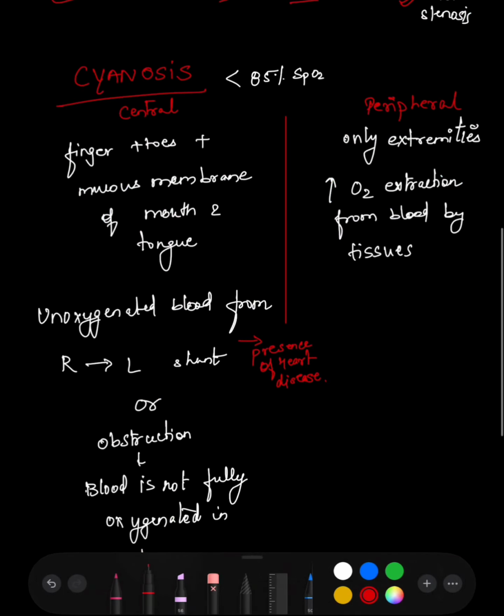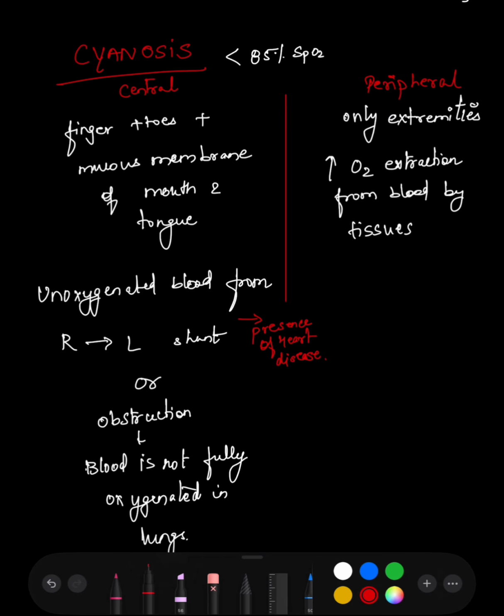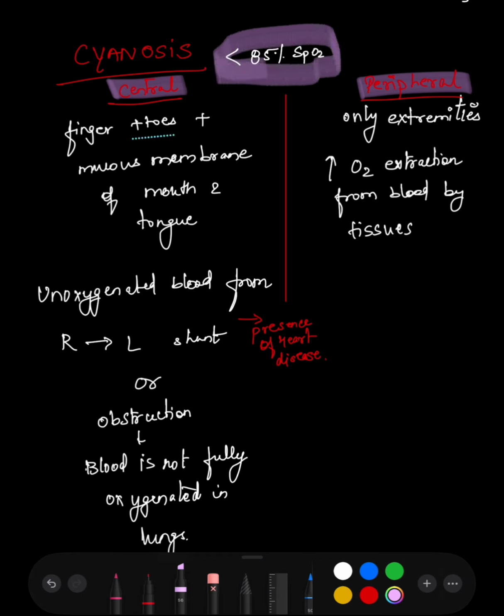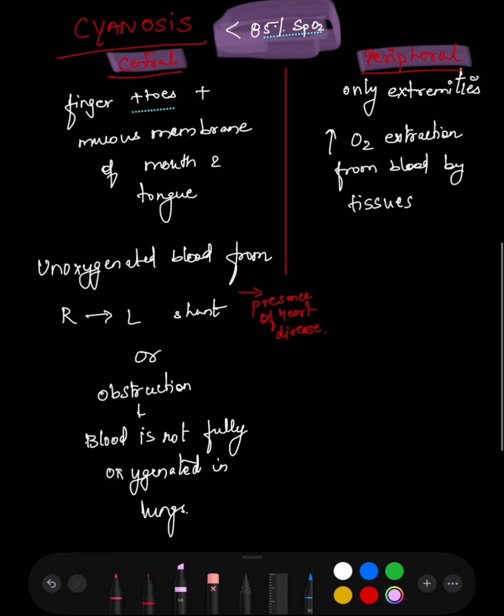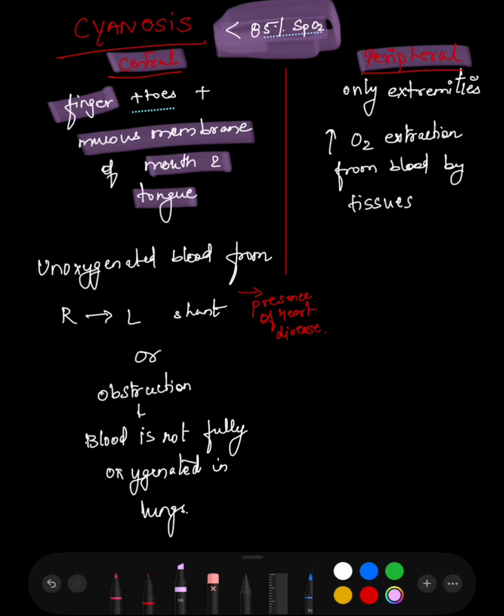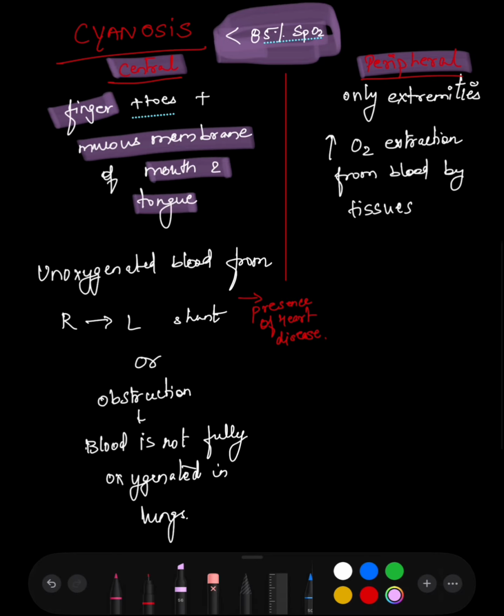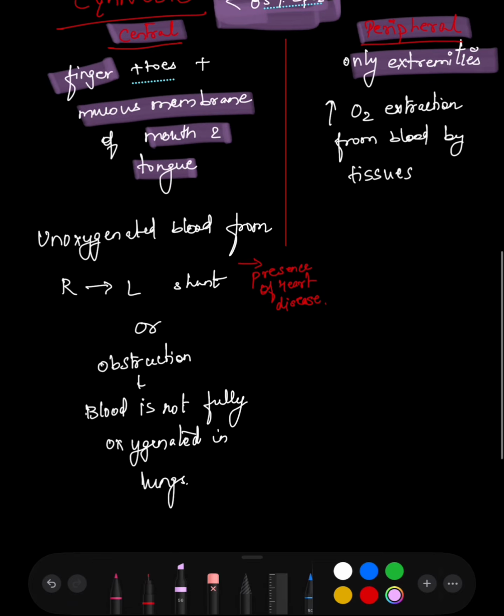A little bit about cyanosis. Cyanosis, as you would be knowing, is of the central type and the peripheral type. Mainly for central, if the oxygen saturation is less than 85%, then only it's a criterion for heart disease. Central cyanosis is present in the extremities like fingers and toes, as well as the mucous membrane of the mouth and tongue. Whereas in peripheral, it is not present in the mucous membrane. That's a major difference.